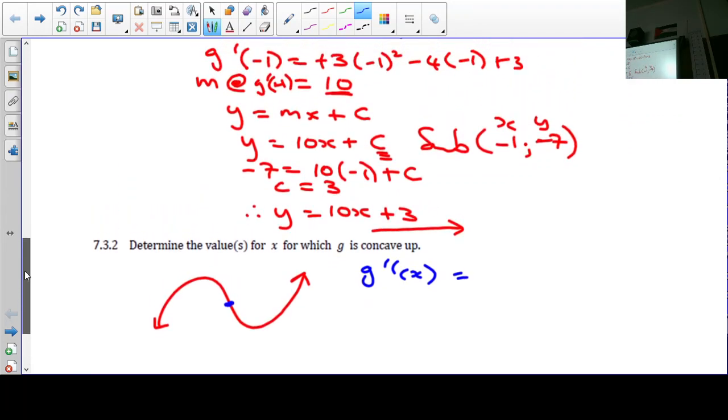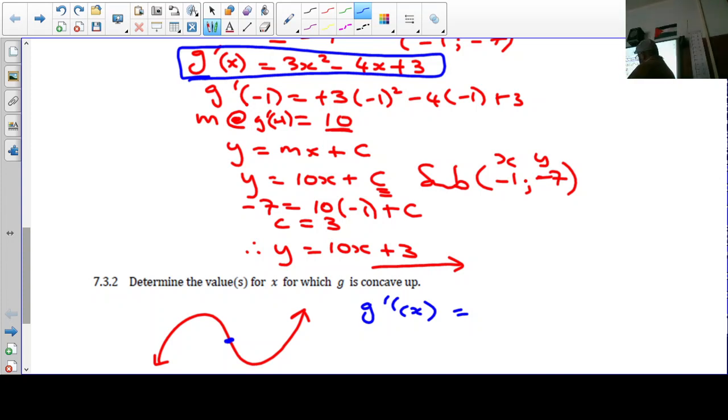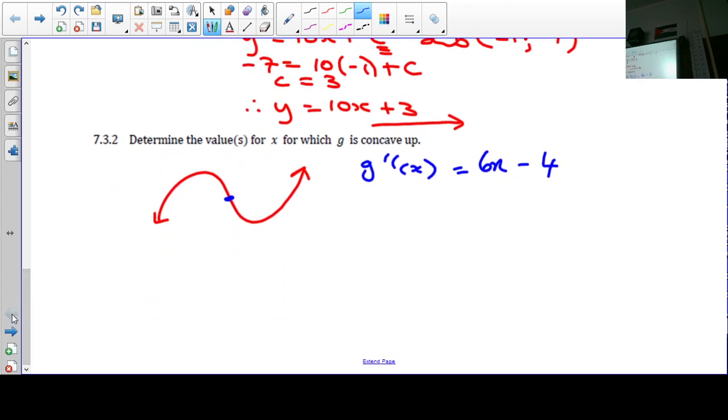Now we have dealt with our first derivative before. We dealt with it there. So you must apply the derivative of the derivative. So we apply a derivative there. I then get 6x minus 4. And what do we do with that? We set that equal to 0. Okay, so we get x is equal to 2 over 3.